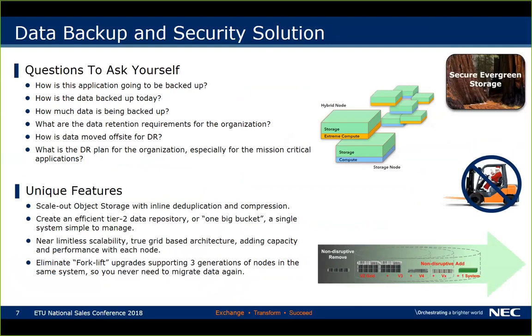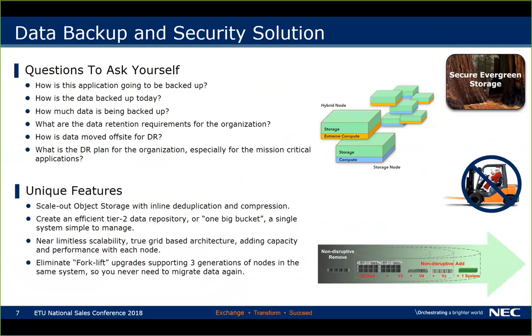Creating efficient tier 2 repositories is one big bucket, so we can ingest pretty much any data. You can use multiple backup applications if you want. You can have Veritas and Veeam backups all on the same single stack. Near limitless scalability. Like I was saying, you can go from 18 terabytes raw to 12 petabytes. So the scalability is really beyond most environments. And then you just add capacity and performance with each node. It's very seamless to add new nodes to that grid.